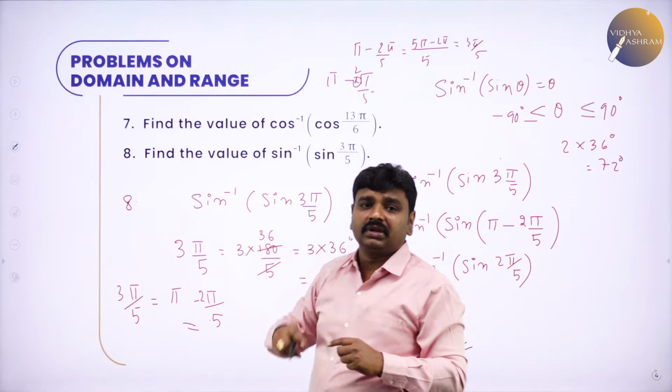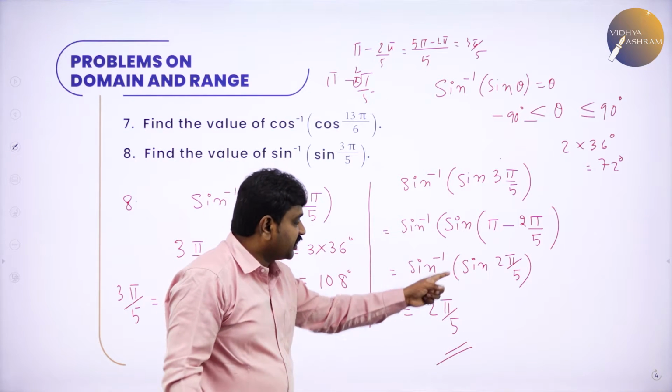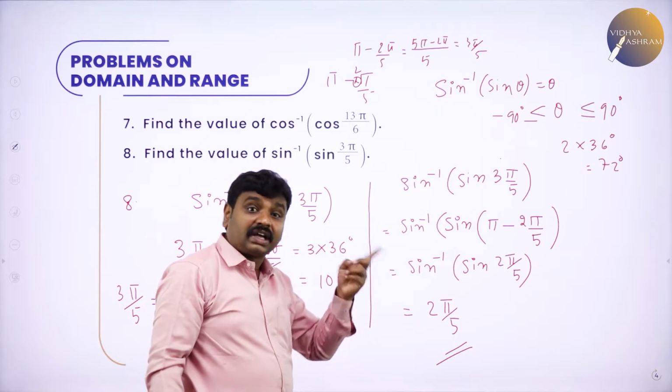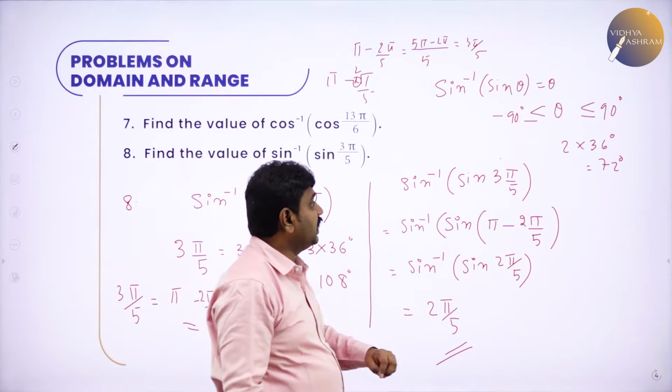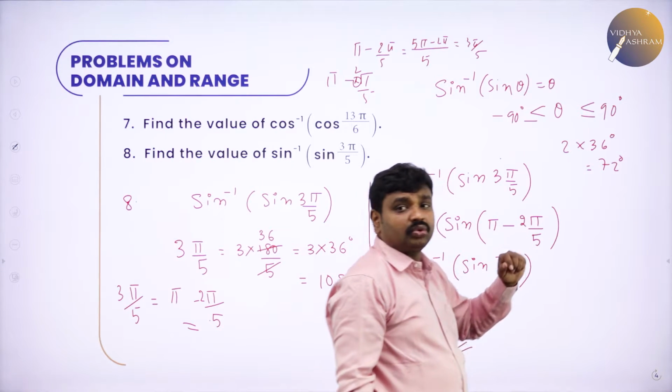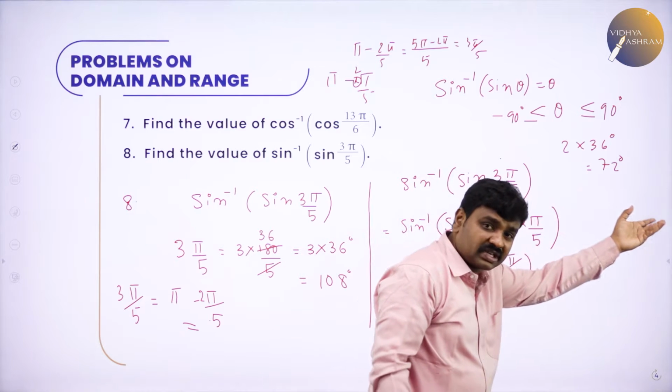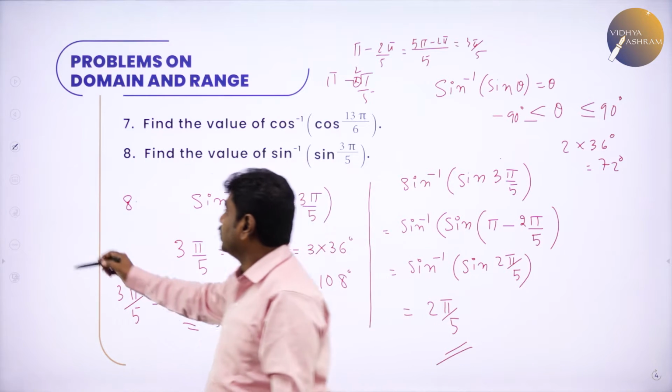That's the thing. Sine inverse of sine theta becomes what? Theta, when theta lies between minus 90 and plus 90. Here your theta is 72. 2 pi by 5 means 2 times 36, 72, which lies between minus 90 and plus 90.